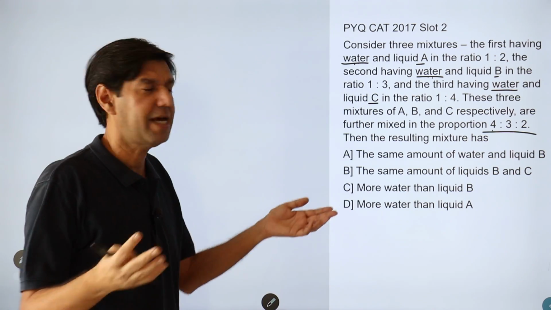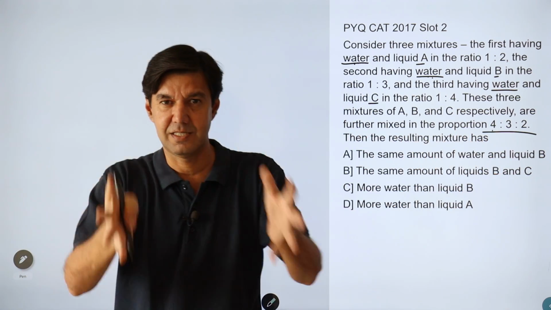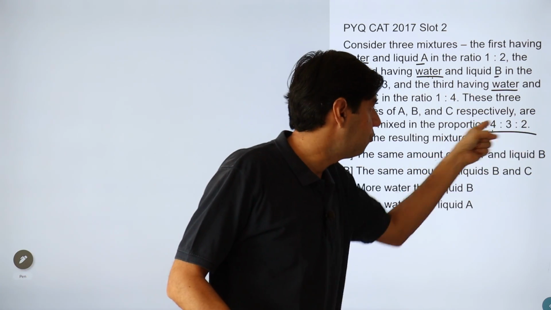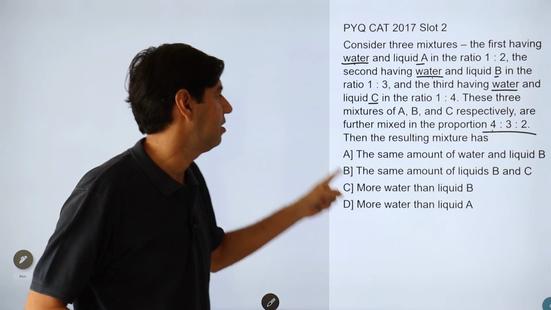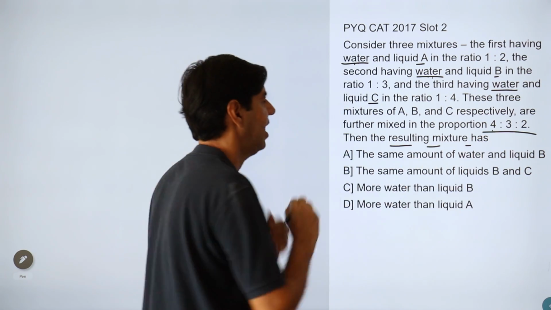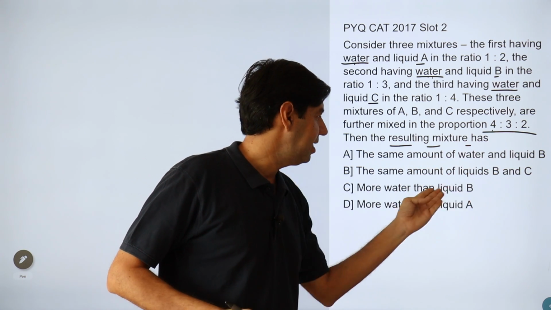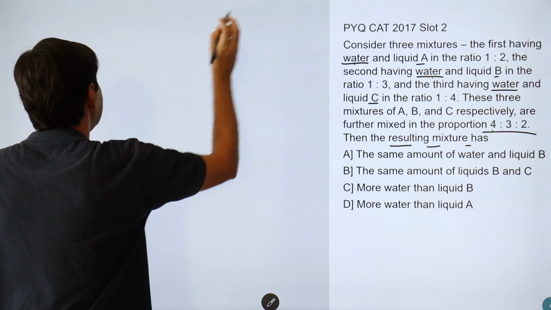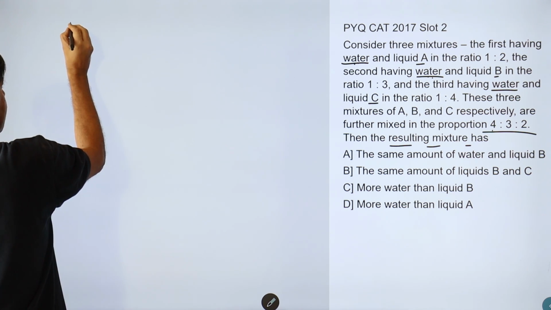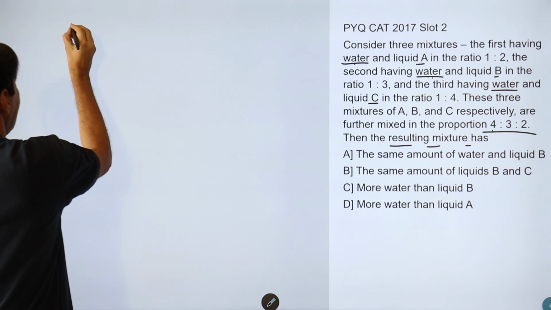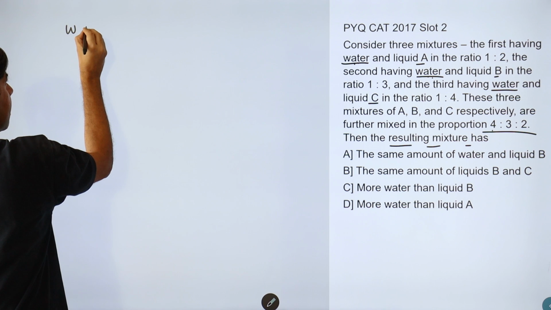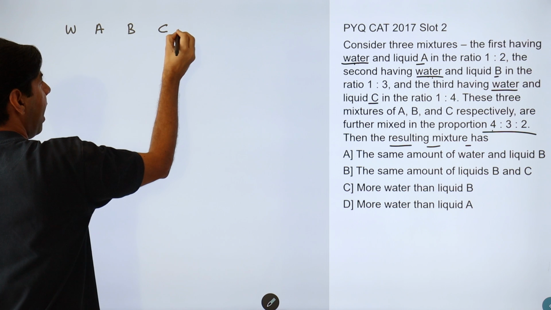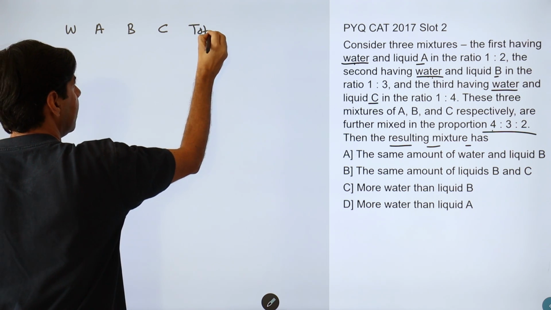Now these three mixtures A, B, C respectively are further mixed in the proportion 4:3:2. So this is like your weights: the three vessels, containing water and A, water and B, water and C, the volumes of those vessels are 4:3:2, and they are all poured into a single vessel, and the resulting mixture has the same amount of water and B, and so on. So the logical simple way is, we realize that here you don't just have milk and water, you have water present in all three, but you also have liquid A, liquid B and liquid C.